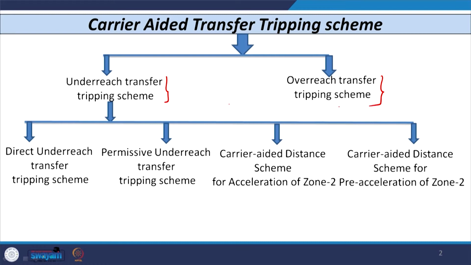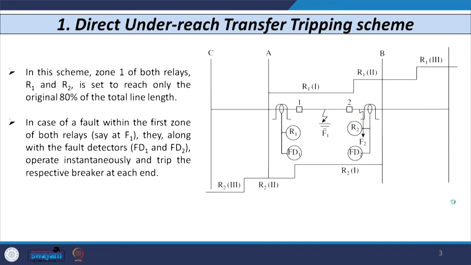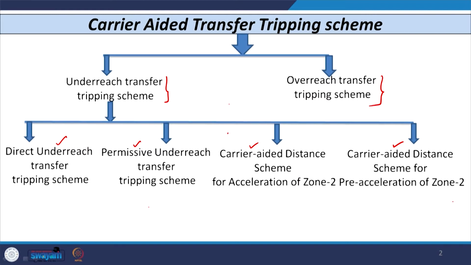Okay, so now let us discuss the carrier added transfer tripping scheme. It is classified into two types: one is known as the underreach transfer tripping scheme and the other is known as the overreach transfer tripping scheme. The underreach transfer tripping scheme is further subdivided into the direct underreach transfer tripping scheme, the permissive underreach transfer tripping scheme, the carrier added distance scheme for acceleration of zone 2, and the carrier added distance scheme for pre acceleration of zone 2. So, these are the main different schemes available under the carrier added transfer tripping scheme.